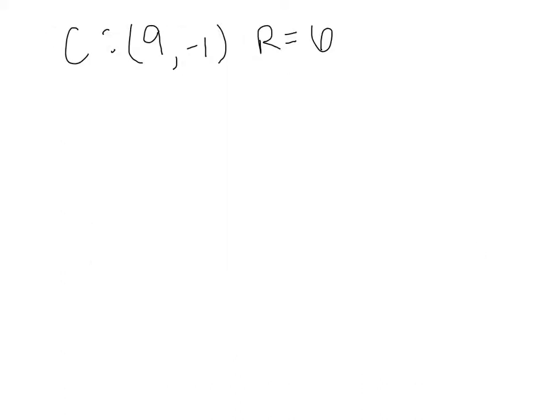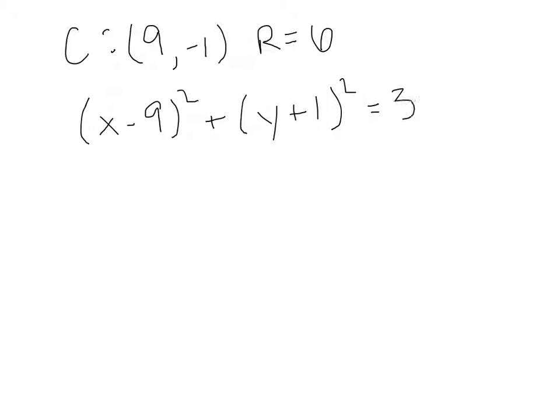So here we have a circle where the center is (9, -1), and the radius is 6. To write the graphing form equation, we have all the information we need. So we can write it as (x minus 9) squared, plus (y plus 1) squared, and that equals the radius squared, which is 36. So this is how we would go into the graphing form of the equation.